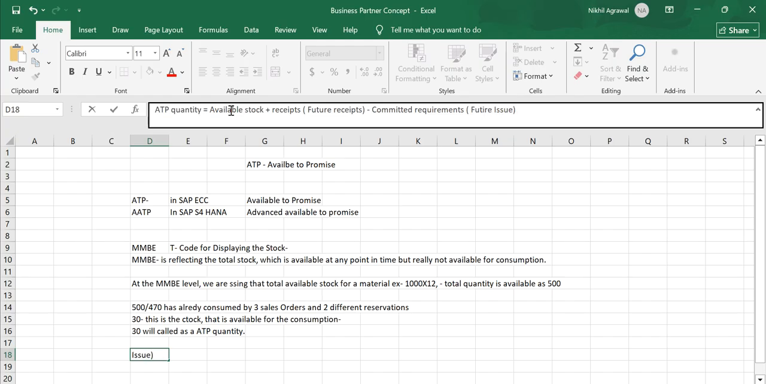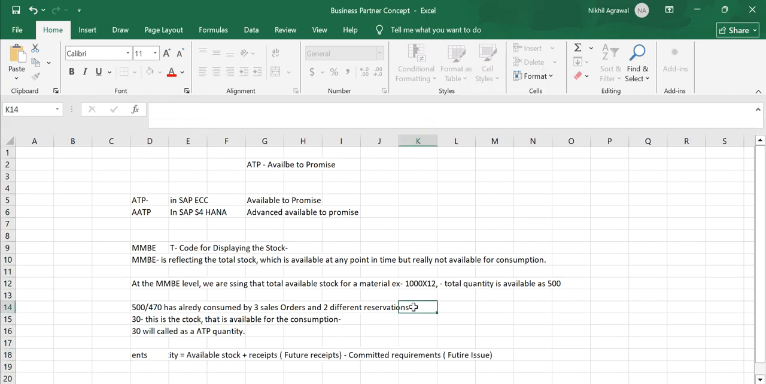We will do a deeper dive to understand the concept of the future receipt. What is the meaning of future receipt? What is the meaning of future issues? And why are we addressing this as a committed quantity? We will discuss this further.